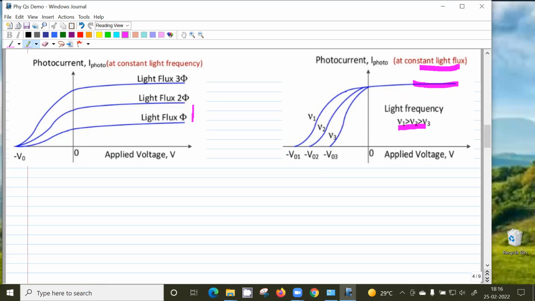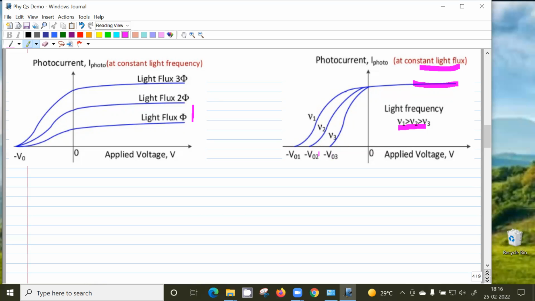emitter plate. That is same as number of electrons emitted. So the number of electrons emitted will decide the saturation value. That will not change because of the change in frequency of the incident photon. Got it? Yes, sir. But it will alter the stopping potential value.